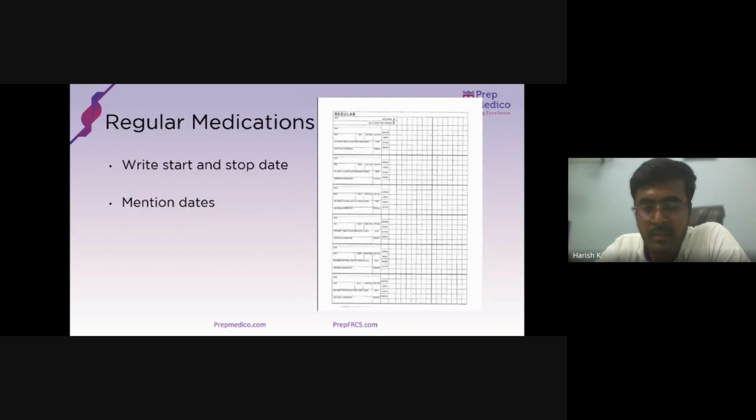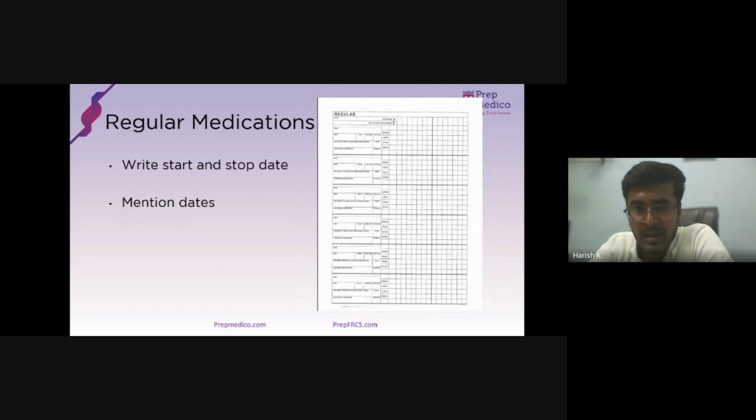Okay. In regular medication, you need to write the time because they are already given here. The time is like morning, midday, evening, and bedtime. What people usually forget is writing the year, what year it is. This is the common mistake people make when they're going for the exam.